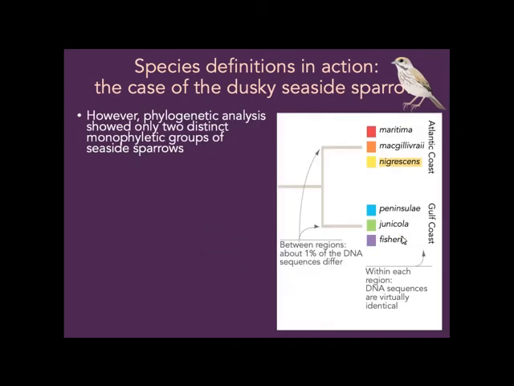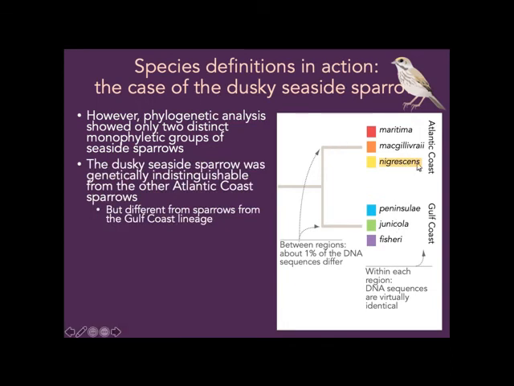However, a phylogenetic analysis showed only 2 distinct monophyletic groups of seaside sparrows. One group includes the Maritima, the McGillivrayi, and the digrensis, and the other includes the Peninsulae, Juncalo, and Fisheri. So just the Atlantic coast and the Gulf coast ones were different from each other.